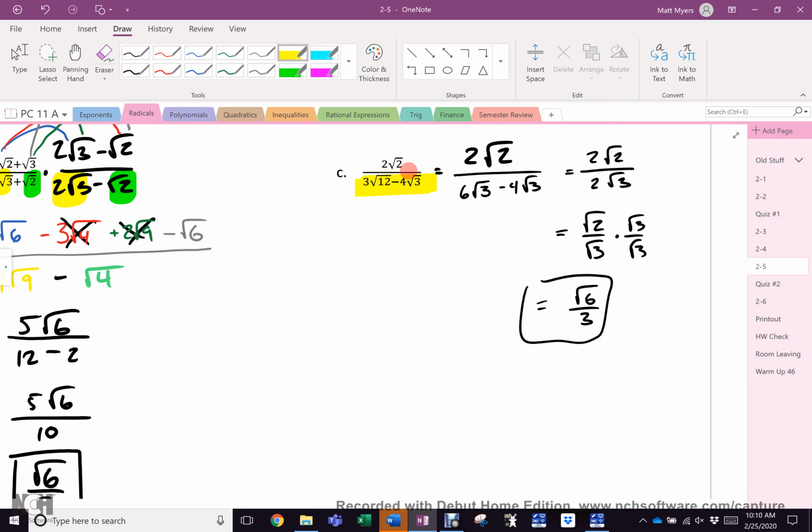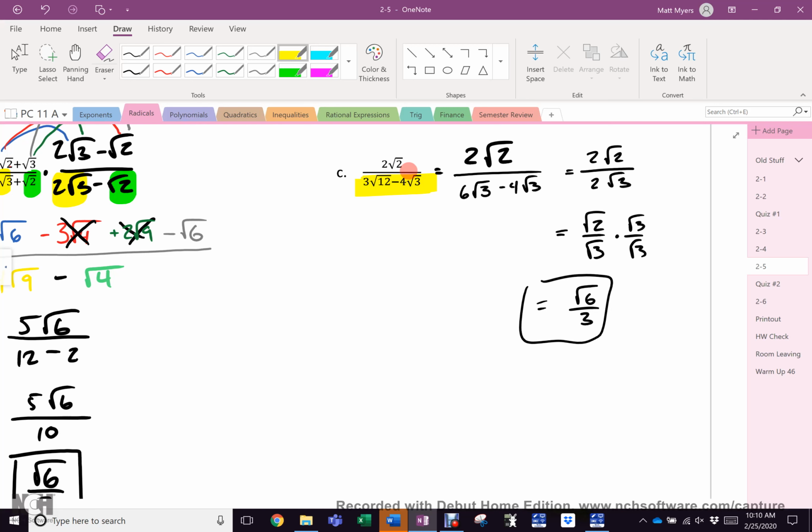Everybody good? So let's review for a second. What do we need to do today's work? 1, I need to know how to simplify radicals. You can all do that. Some of you take longer than others. Some of you have to build bigger factor trees, but you can all do that.